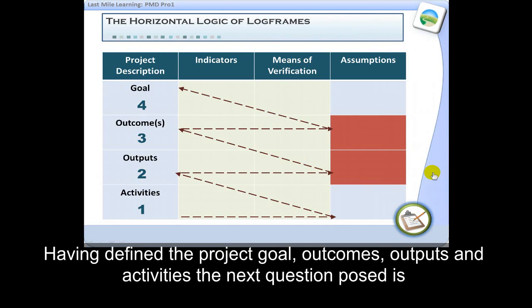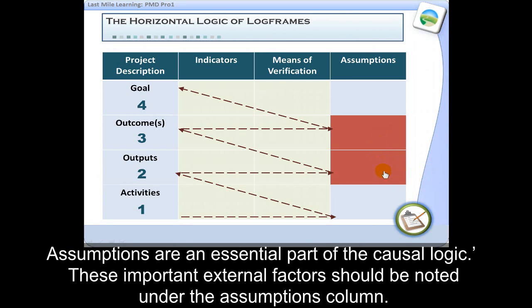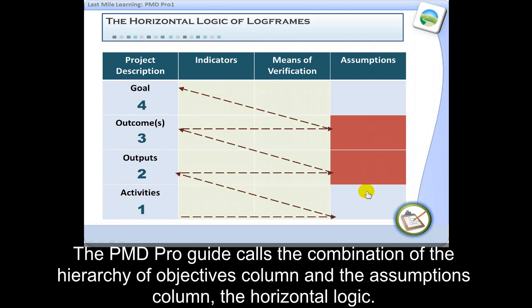Having defined the project goal, outcomes, outputs, activities, the next question posed is what external events that are outside of the project's control could potentially interfere with the project's completion. Assumptions are an essential part of the causal logic. These important external factors should be noted under the assumptions column. The PMD Pro guide calls the combination of the hierarchy of objectives and the assumptions column the horizontal logic.